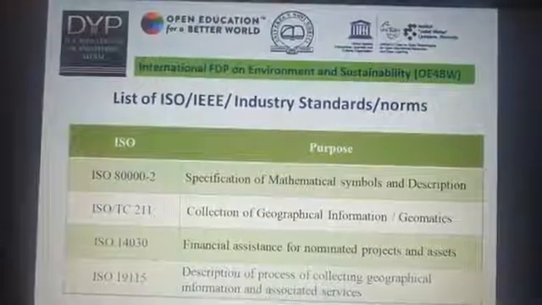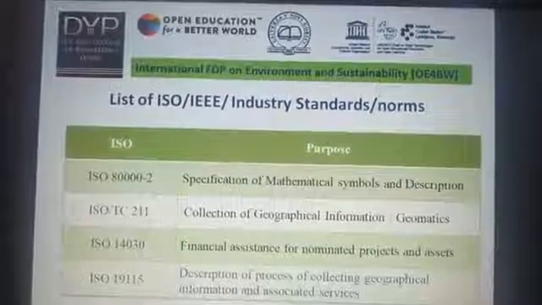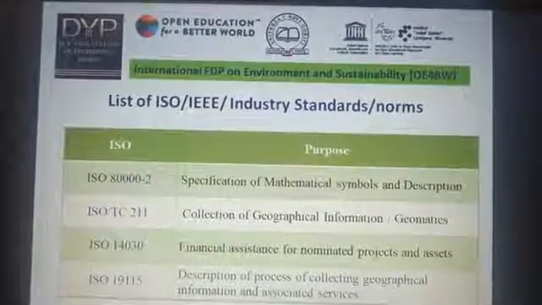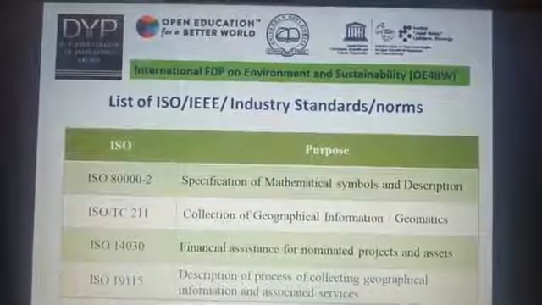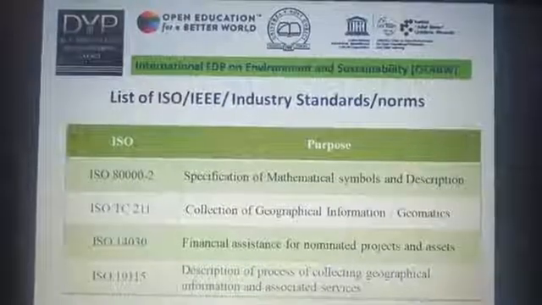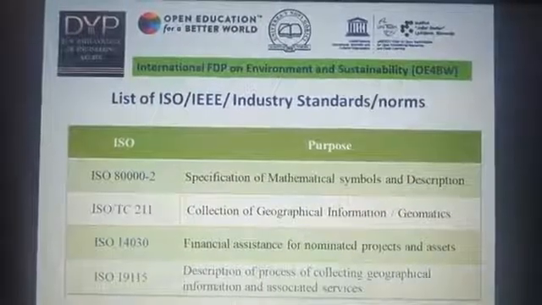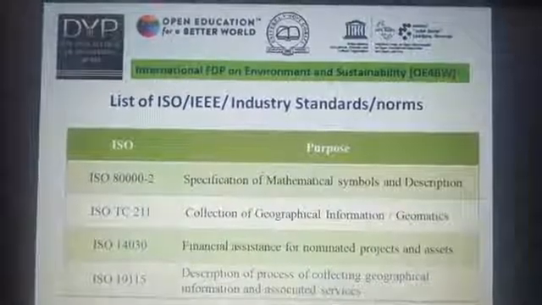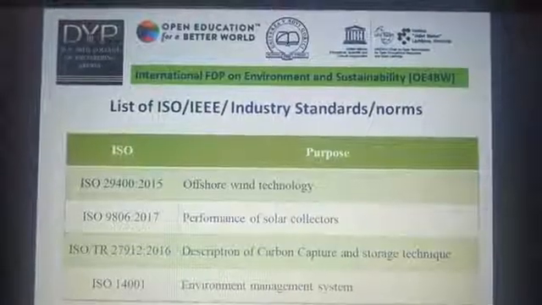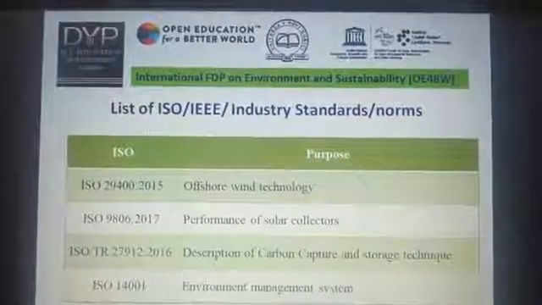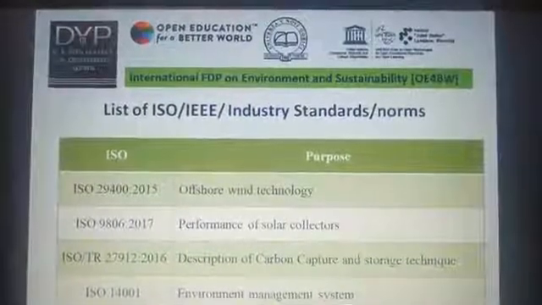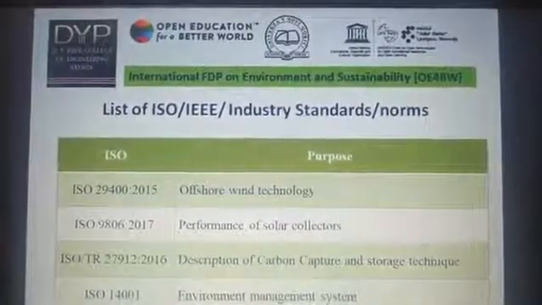Following is the list of ISOs which we have discussed for the said applications. We'll have a quick review of it. ISO 80000-2 for specification of mathematical symbols. ISO TC 211 for collection of geographical systems. ISO 14030 for financial assistance used for nominated projects and assets. ISO 19115 for description of process of collecting geographical information and associated services. ISO 29400 for offshore wind technology. ISO 9806 for performance of solar collectors. ISO TR 27912 for description of carbon capture and storage technique. ISO 14001 for environment management system.